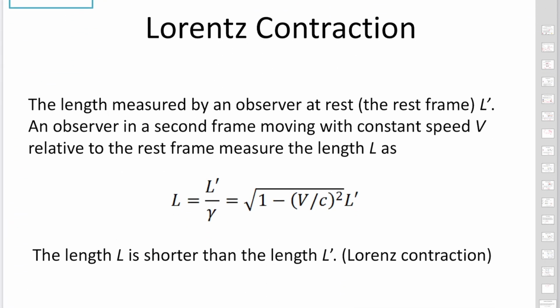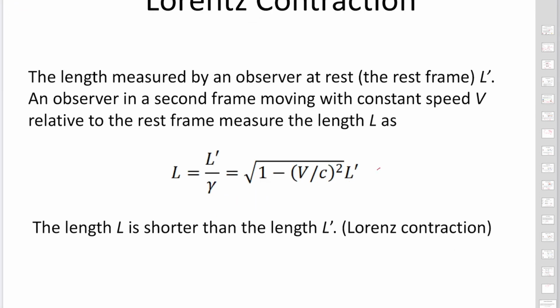Lorentz contraction says the length measured by an observer at rest in the frame, this proper length, is L prime. An observer in a second frame moving with constant speed v relative to the rest frame measures the length L as L equals L prime over gamma, which is square root of 1 minus v over c squared times L prime. This is shorter than L prime. So L is shorter than L prime.